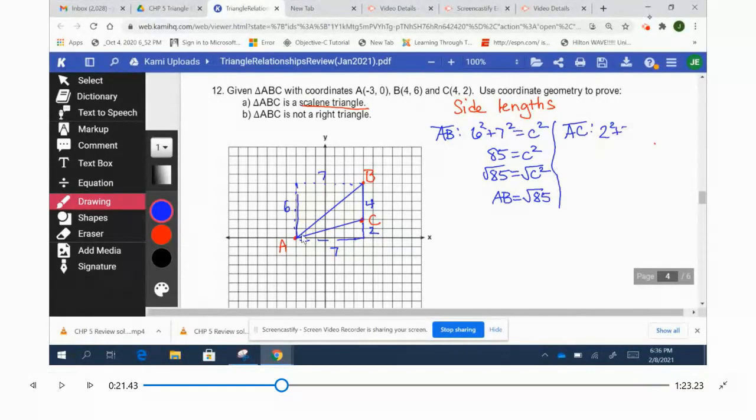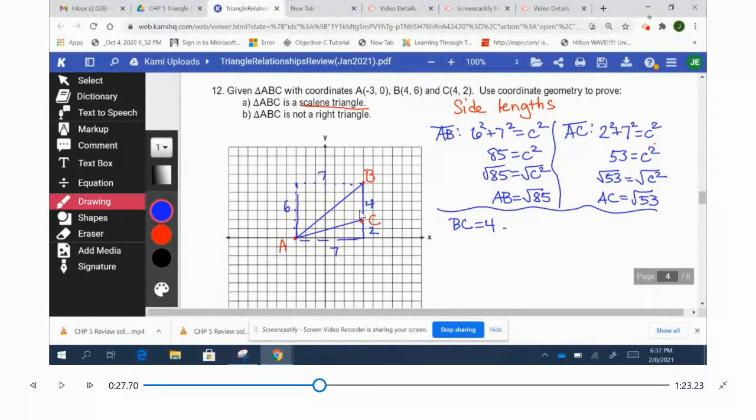I'm using Pythagorean theorem. I can get away with that when I state the change in y and the change in x. Doesn't matter which one you put where. It's your right triangle. That's going to be your hypotenuse, AB. Okay, square root of 85 for AB. Square root of 53 for AC. And we can just go ahead and say BC is 4 because it's perfectly vertical. We don't need Pythagorean theorem there.